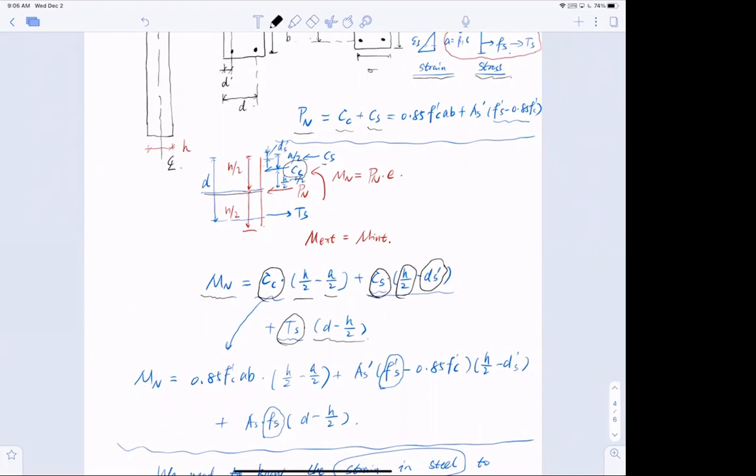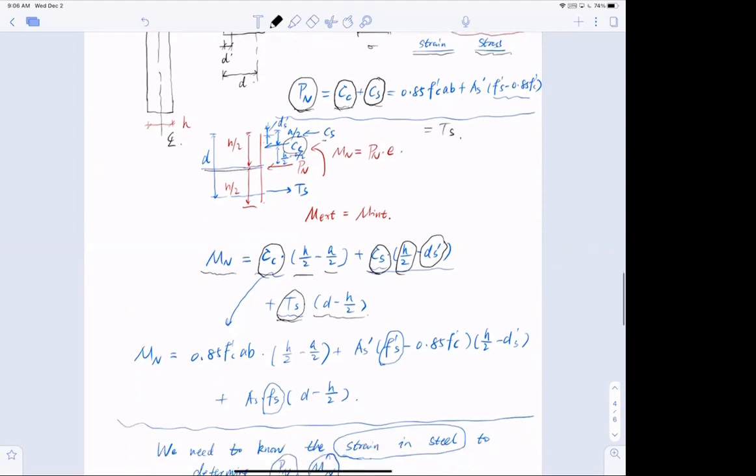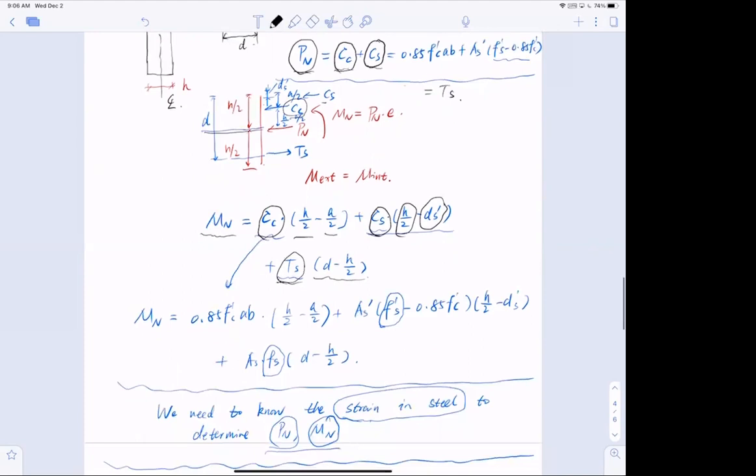Now, some of you may ask, when you talk about Pn, that's the axial force, you only take care of the compression from the concrete and the compression from the steel. What happens to the tension of the steel, because you do consider that in calculating the moment? It's simply because Pn equals Cc plus Cs equals Ts. So the compression equal to tension still holds.